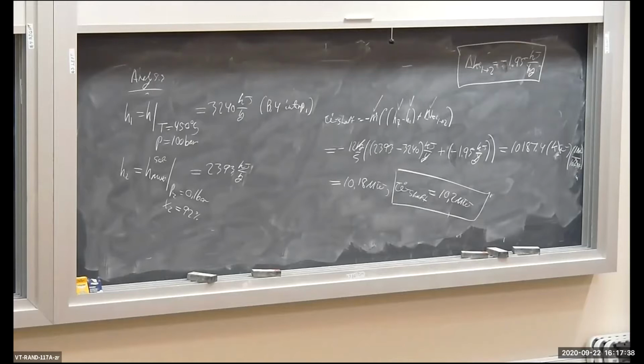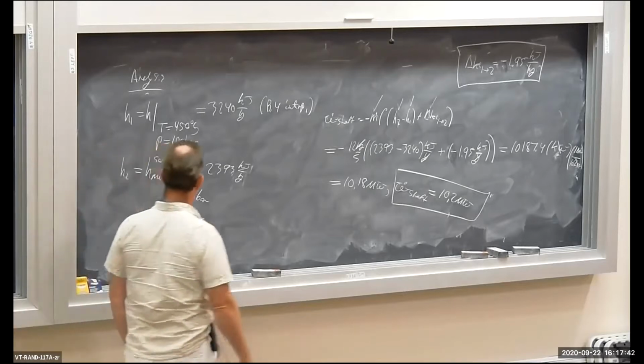A lot of light bulbs if you turn that into electric power. Okay, last thing we need to do is calculate the inlet flow area, A1.